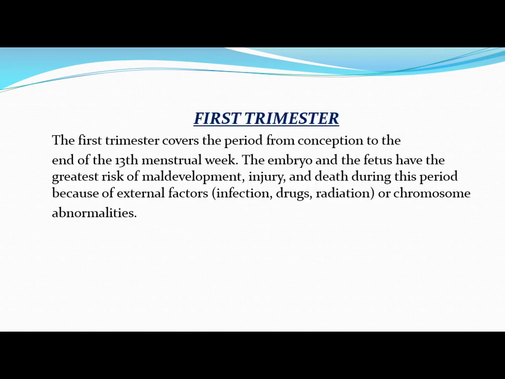The first trimester covers the period from conception to the end of the 30th menstrual week. The embryo and the fetus have the greatest risk of maldevelopment, injury, and death during this period because of external factors like infection, drugs, radiation, or chromosome abnormality.